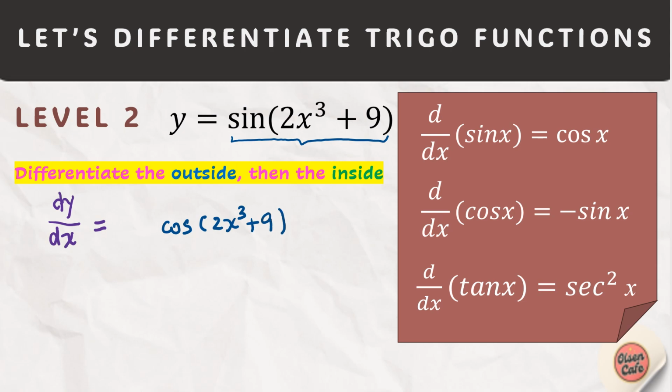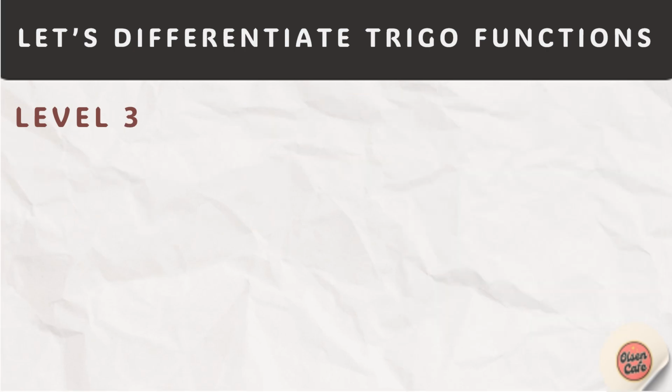Once the outside is done, I will need to look at the inside, which is the function 2x cubed plus 9. How do we differentiate 2x cubed plus 9? This will give us 6x squared. Again, this question is easily done. Okay, very well. Now that we have completed level 2, let's move on to level 3.